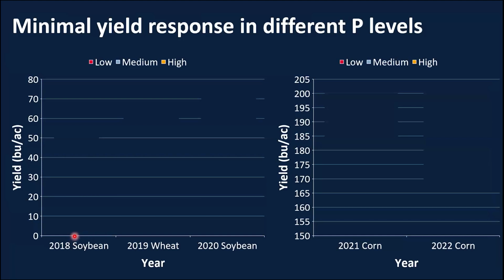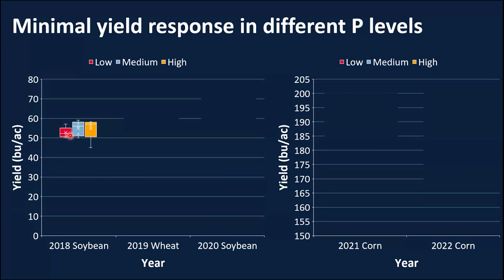So when we compare these groups, we have our yield on our y-axis here, and we have our different years with our different crops on our x-axis. Looking at our 2018 soybean year, our low soil test phosphorus has a yield around 52, our medium is right there with it, and our high soil test is right there with it as well. So we have 5 replications at the site.